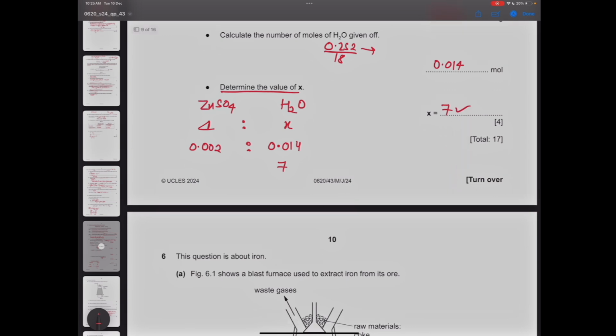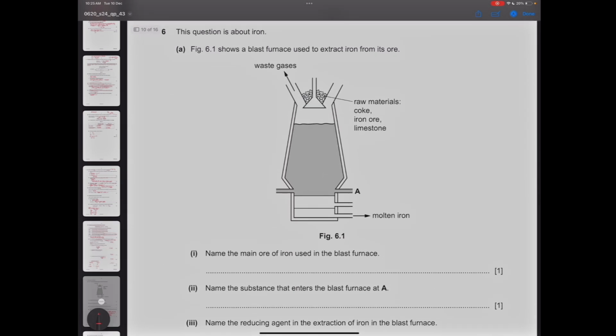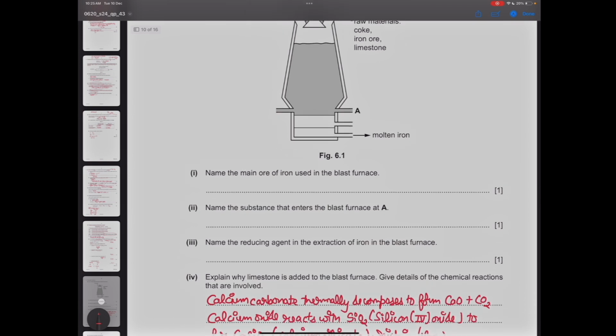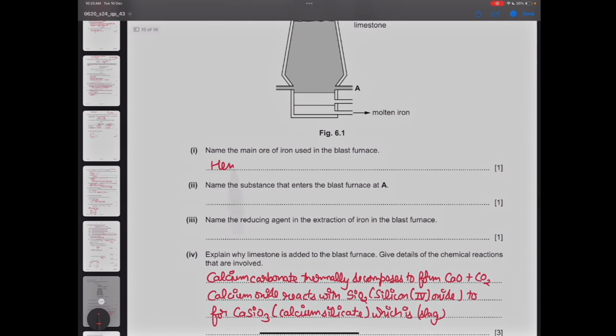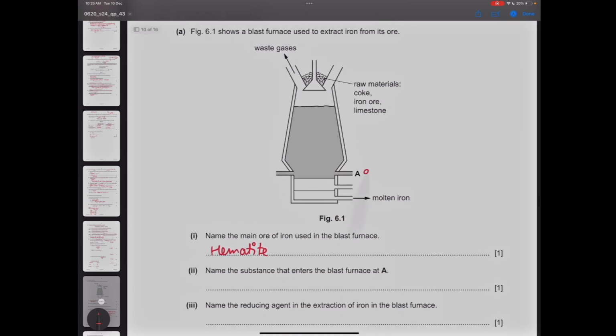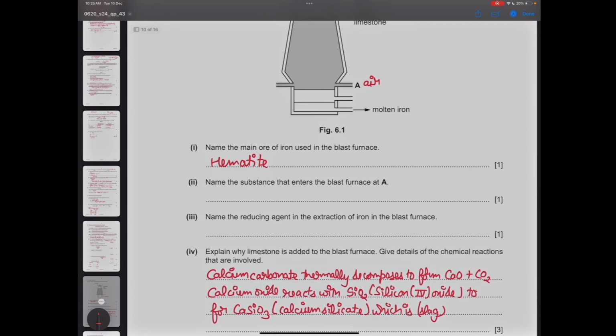Now, question number 6, it's a blast furnace. Extraction of iron is taking place here. Name the main ore. We know that it is hematite. Name the substance that enters the blast furnace at A. We know that air enters at A, so you just need to mention air here. Name the reducing agent. Carbon monoxide is the reducing agent in this question. There is also an equation for it, that Fe2O3 plus carbon monoxide gives Fe plus CO2. So carbon monoxide is a reducing agent. This equation is not balanced. Make sure to balance it.